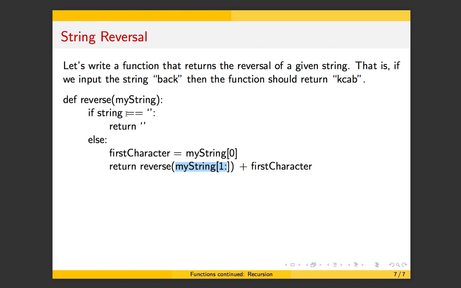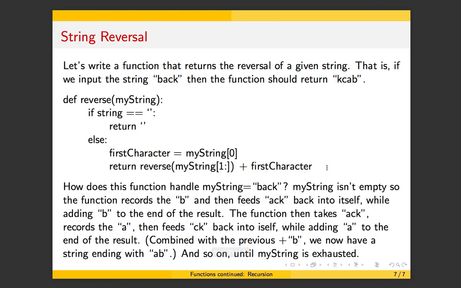Well, ACK is not empty, so I record the first character of that. The first character of ACK is A. So now I feed in just CK into this. I pluck that A off, put the CK in there, and I add the A to the end. But recall, I've already added a B to the end, so I've recorded a B at the end, then A comes next, and then so on. So this process just keeps iterating until you have nothing left, when it stops. It just returns nothing at the end of it. So you just exhaust the string.